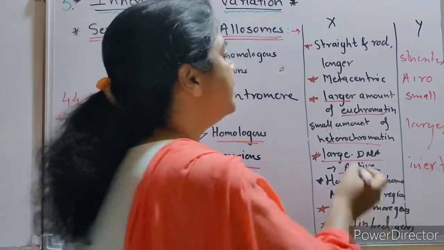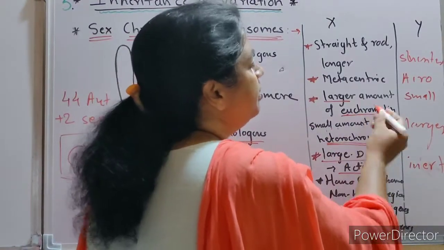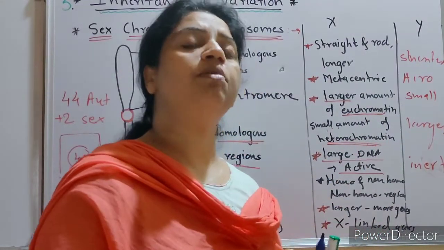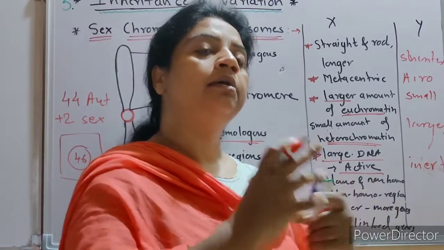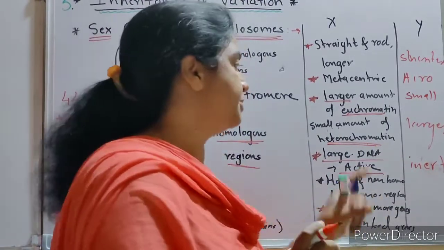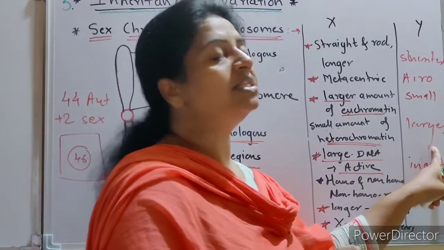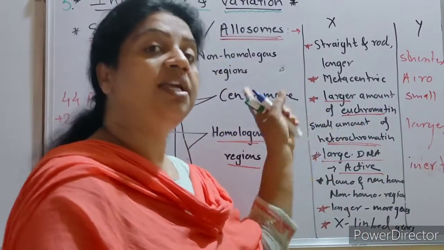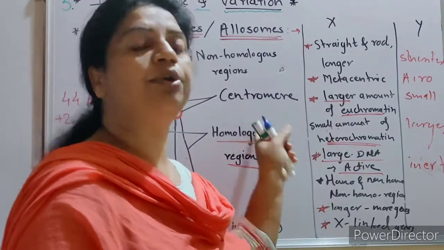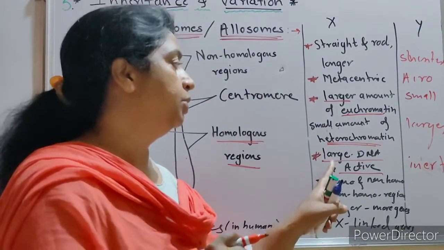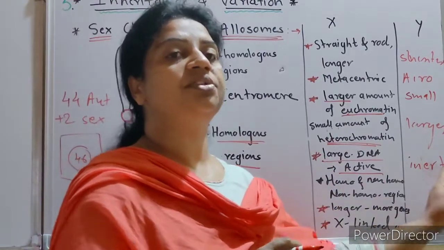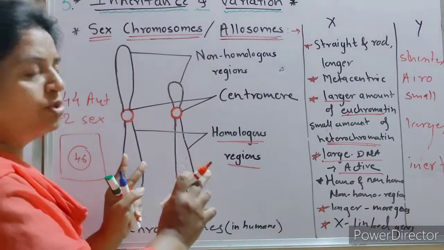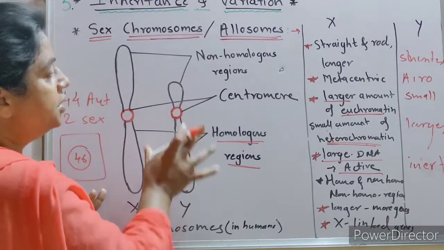And what is heterochromatin? Euchromatin means a portion of DNA. Heterochromatin is a portion of protein where chromosomes get condensed. Here the protein part is larger and the DNA part is smaller. But in the X chromosome, the DNA part is larger and the protein part is smaller. So it is genetically active, and the Y is genetically less active. Then these two chromosomes have two regions, homologous and non-homologous.